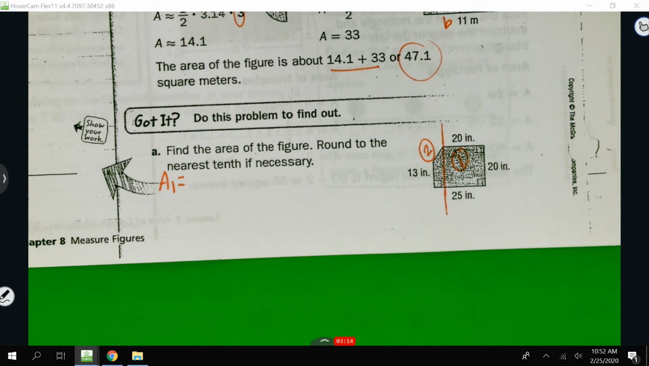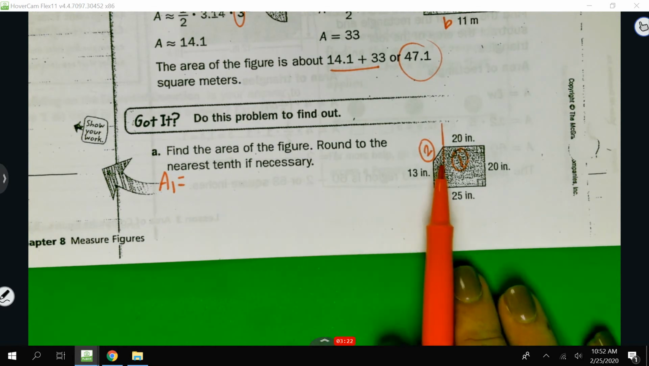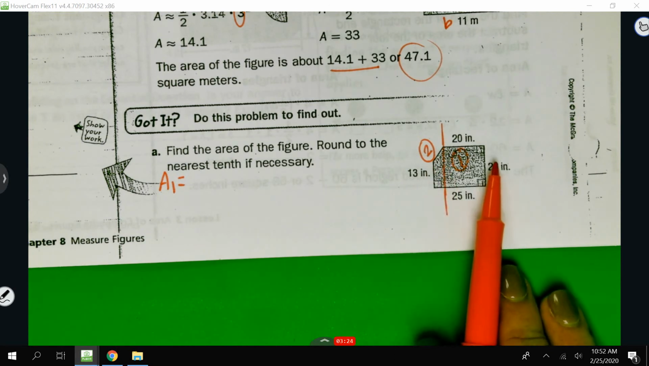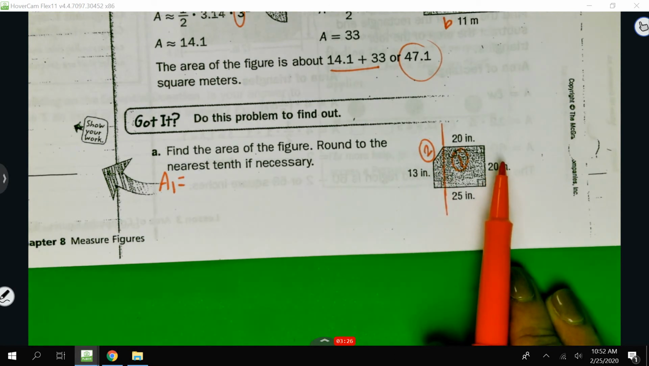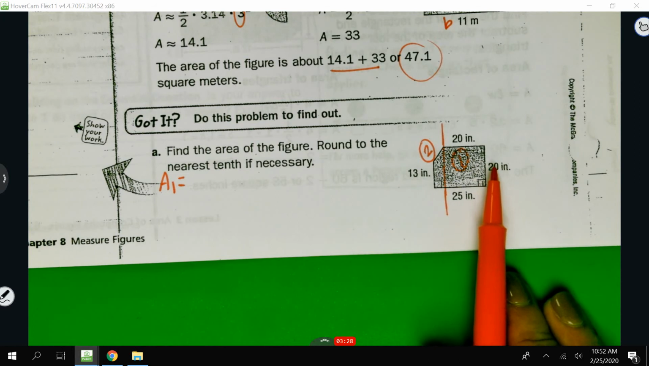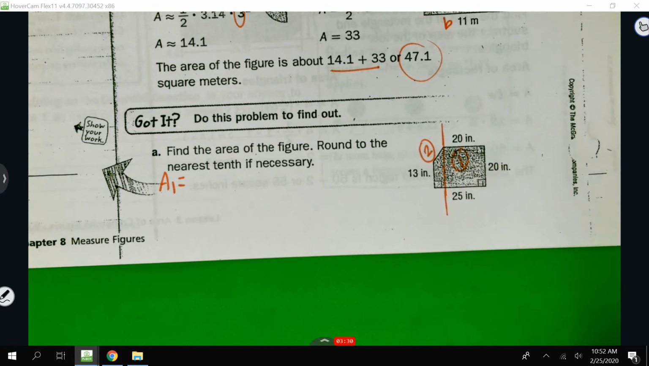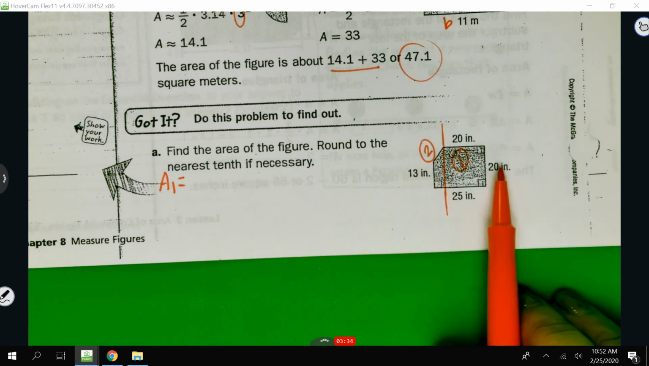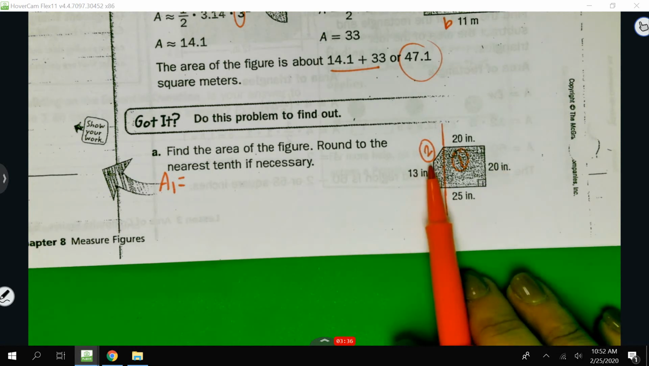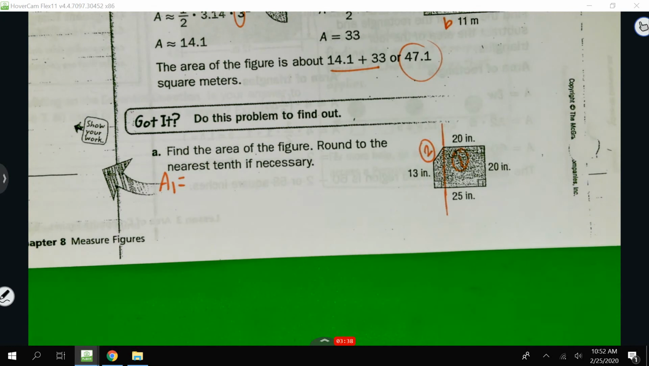Wouldn't it be a rectangle and a trapezoid if you cut it this way? If you cut it this way. Yes. Yeah, you could do that. I think you have enough information to tell. Because your height would be 20 minus 13 to 7. Yeah, you could do it like that.